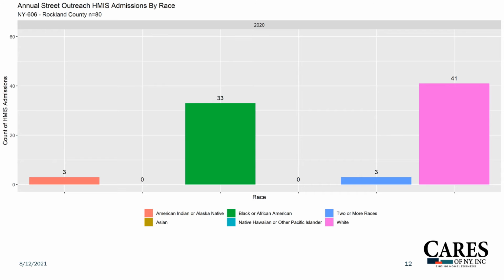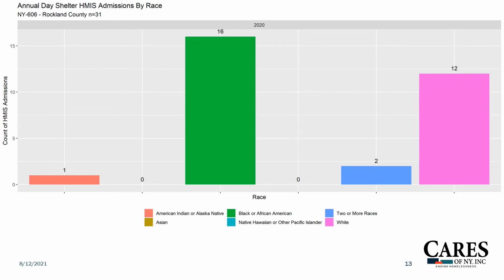Now we're looking at street outreach programs. This is a new program type in the community that started entering data into HMIS in 2020. The population is approximately 50% white and 50% non-white. In day shelter programs, another new program type that started entering data into HMIS in 2020, the population is approximately 60% non-white and 40% white. Now I am commenting on this because we do have more than 30 clients, but once again this is a very small sample size, so just take these observations with a grain of salt.